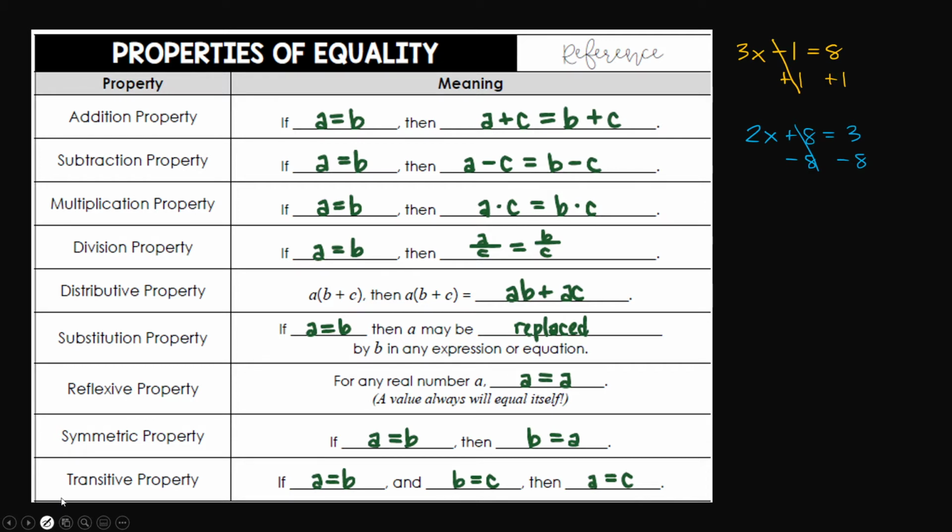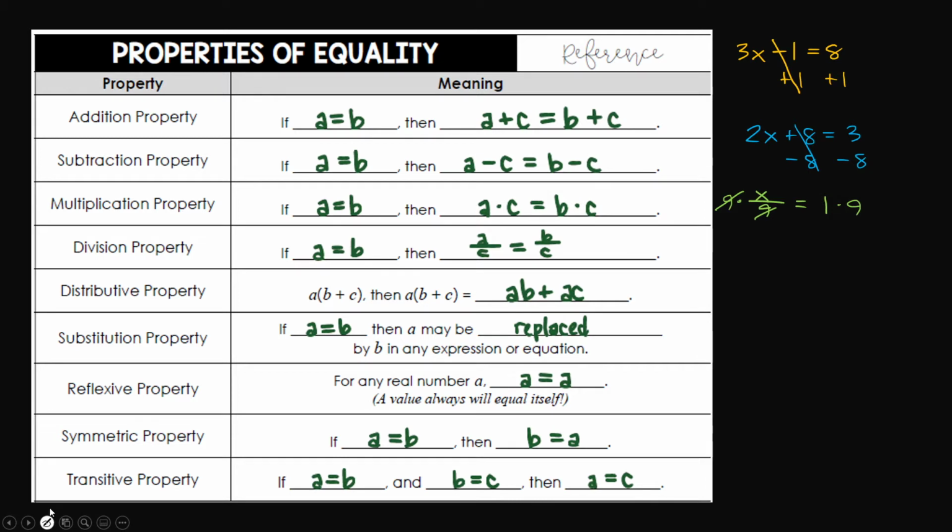Multiplication property says that if A equals B, then A times C equals B times C. For instance, if you have the equation x divided by 9 is equal to 1, you can multiply both sides of the equation by 9 to eliminate the operation of dividing by 9 from x. So this would be reduced, and you're still keeping the equation balanced.